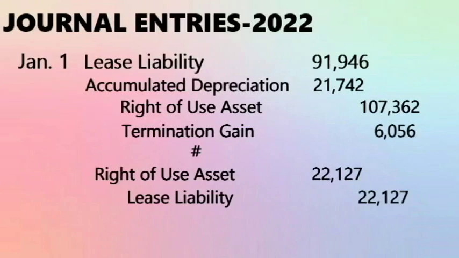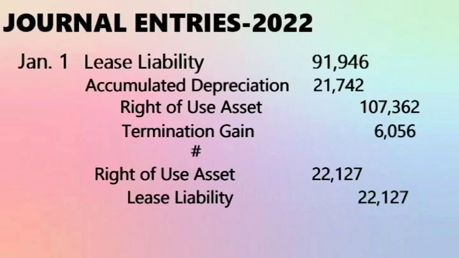So, next step is we are going to compute for the journal entries for 2022. So, dito, sa January 1, ibabawasan natin yung lease liability and accumulated depreciation, diba, as a result of 40% reduction. So, diba, from the step 2, meron tayong na-compute na decrease in carrying amount of lease liability na 91,946. So, dito, ito yung i-debit natin para mabawasan yung lease liability. Pangalawa is yung accumulated depreciation. So, dito meron tayong nabawas na 21,472.